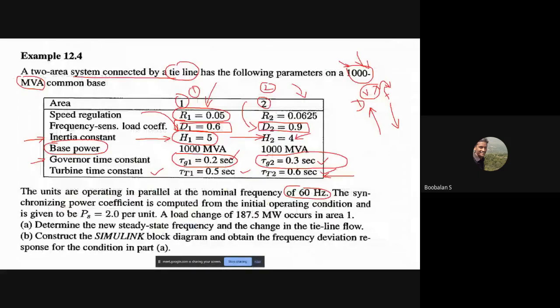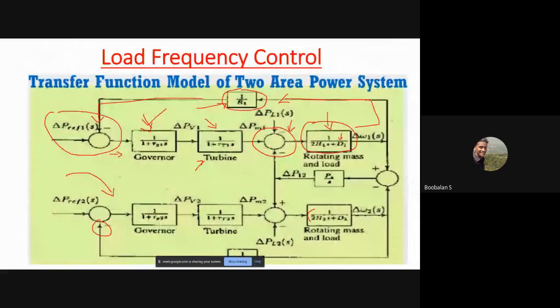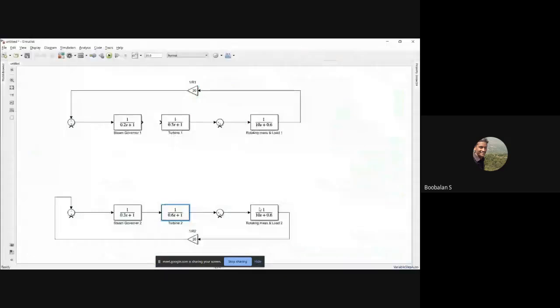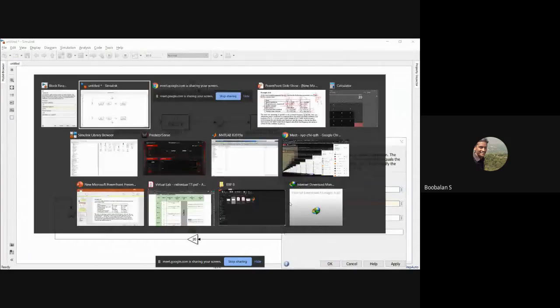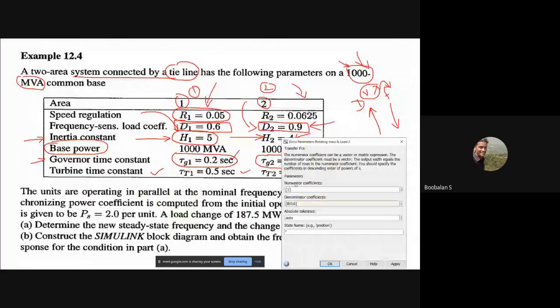So it should be 2H2 plus D2. 2 into H2, where H2 value is now 4, so the total is now 8. Instead of 10, we are now getting 8. And D2 is now 0.9. Now click apply. Okay.